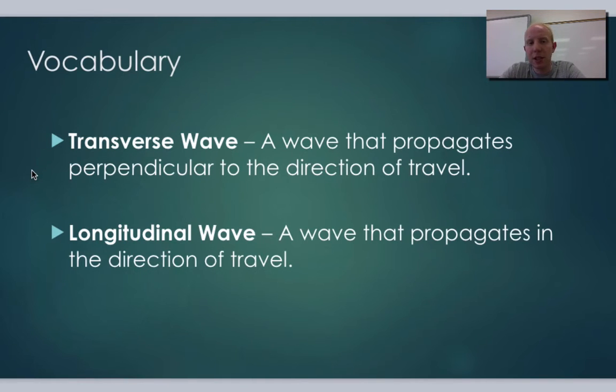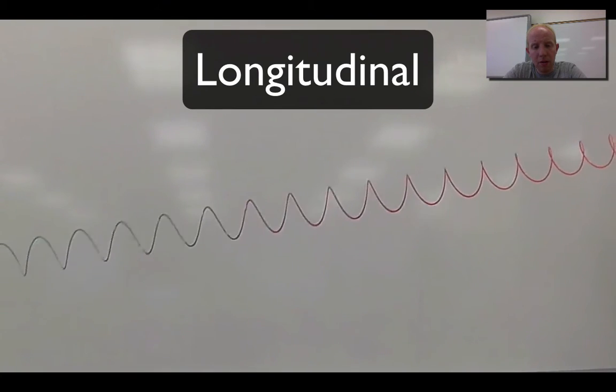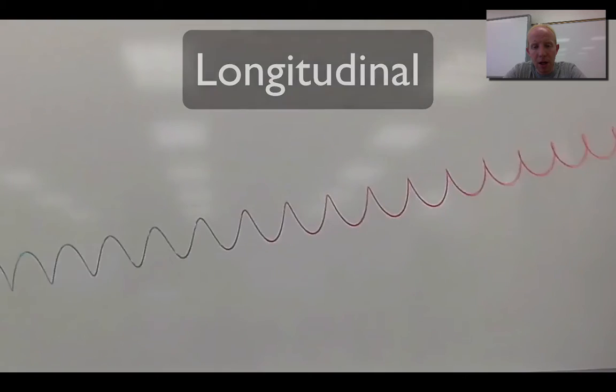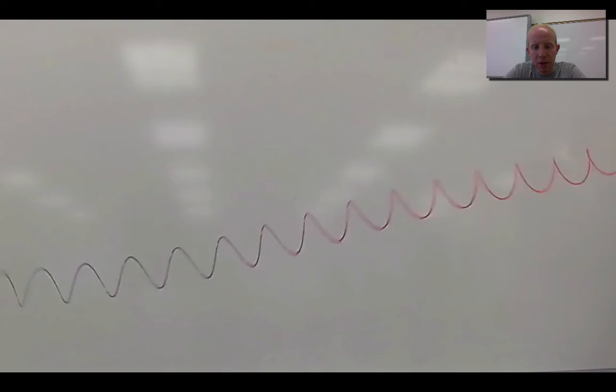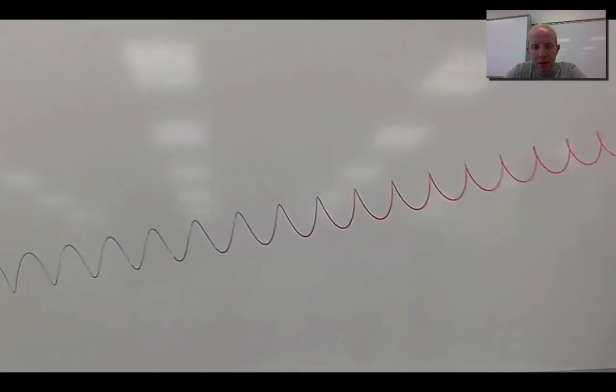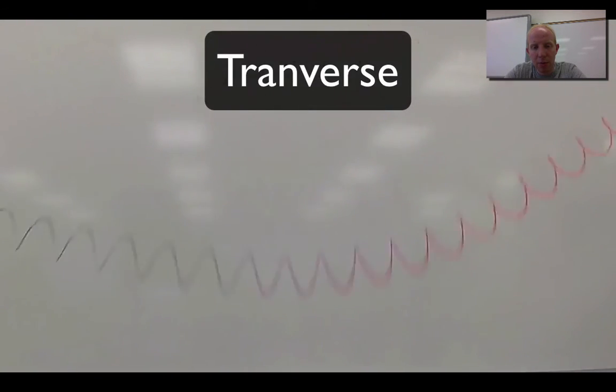And so we can see this in this demonstration right here. Okay, so right here we have an example of a longitudinal wave. So if you look at this slinky, you can see, if you look closely, the compression that's occurring along the side. But when we have a transverse wave, it just goes up and down in the direction that it is propagating.